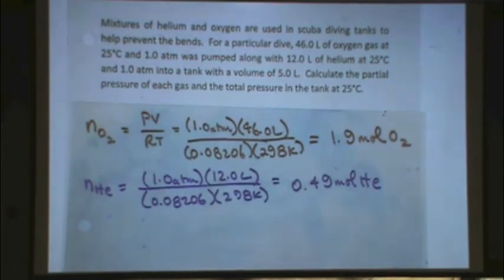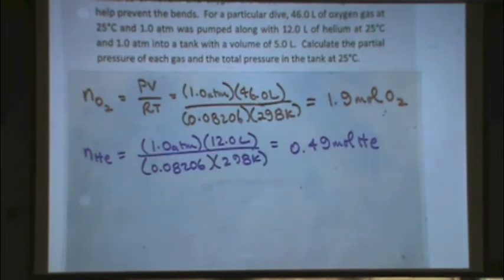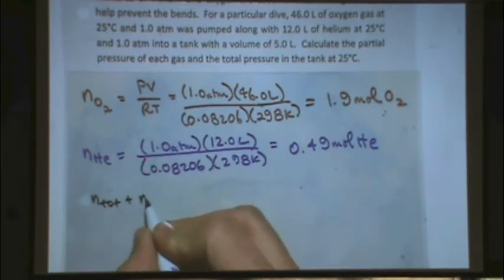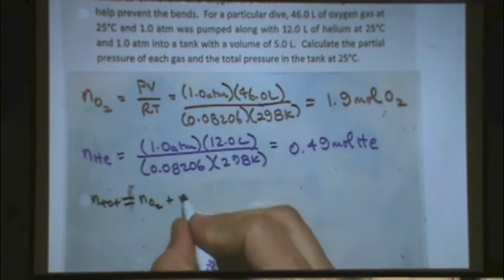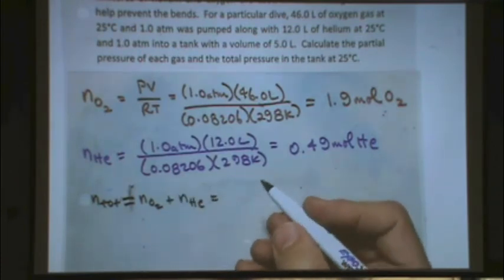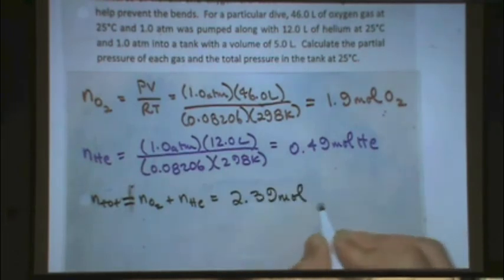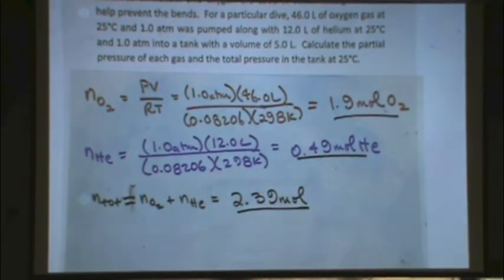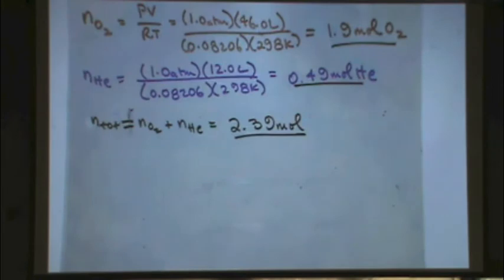My next step is to find the total moles. Let's do that. So I'll get a different pen color. Total moles is merely the sum of each individual mole. So that's equal to moles of oxygen plus moles of helium. And this is going to turn out to be 2.39 moles total. Okay? So we've got all these moles now. Now, there's 2 different places we can go from here, but I'll just follow your flow chart.